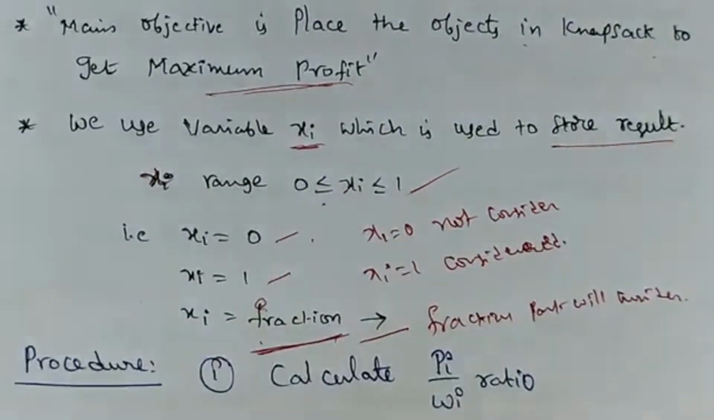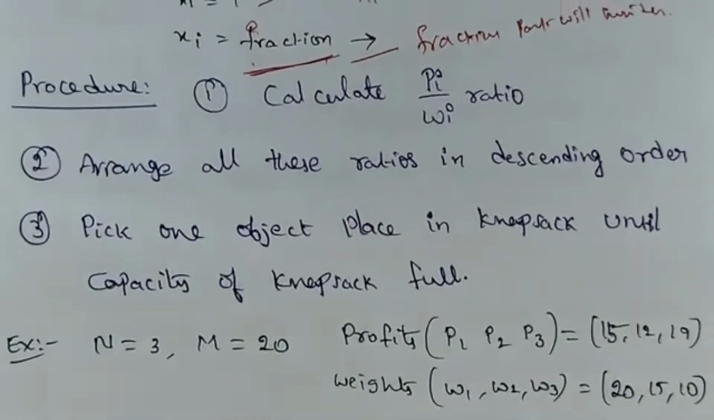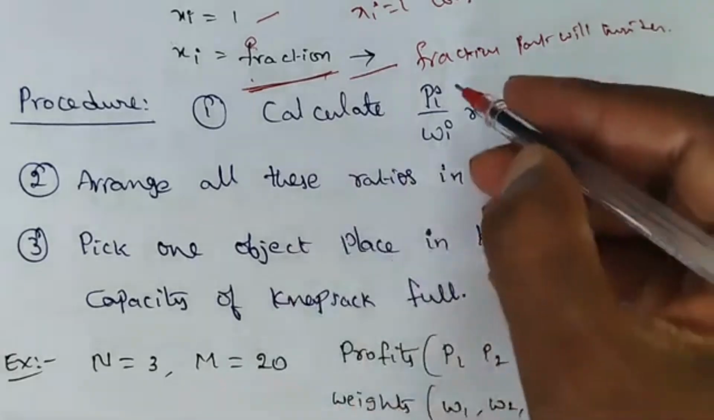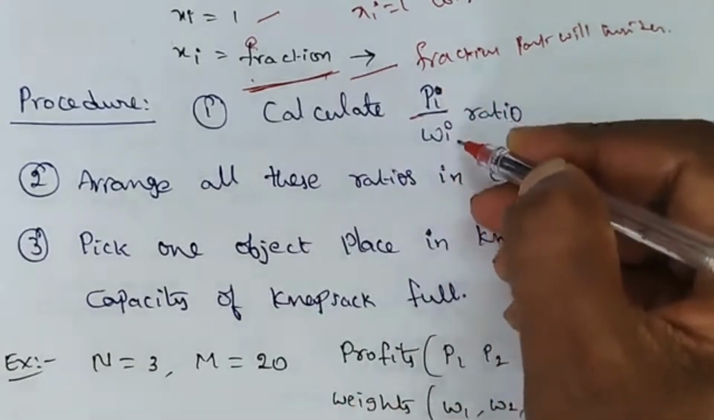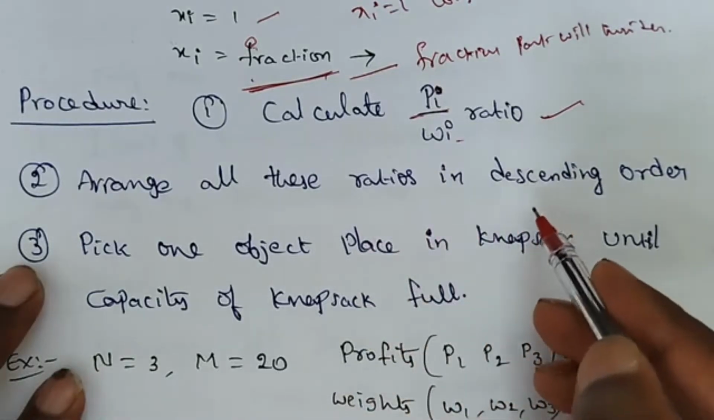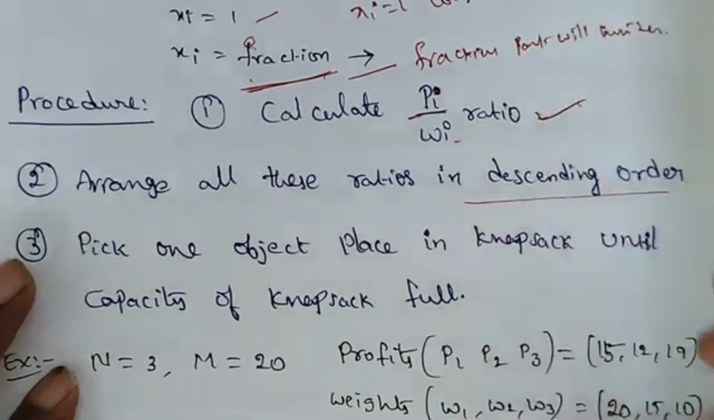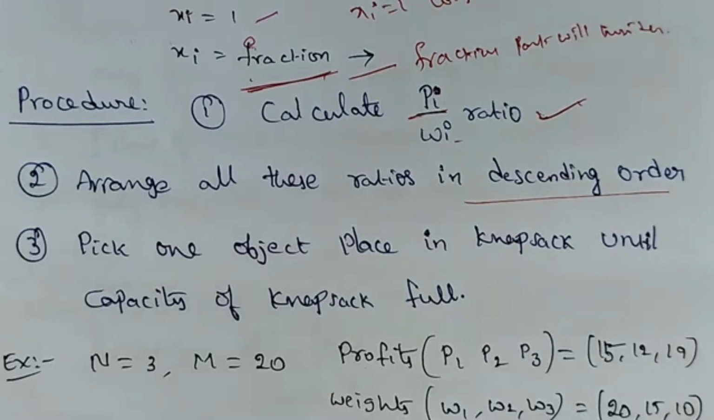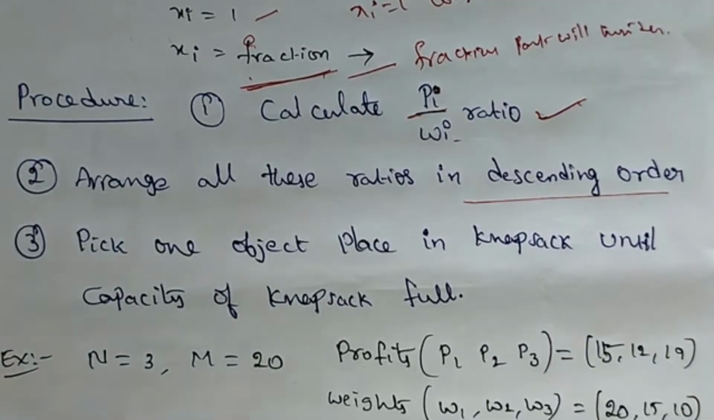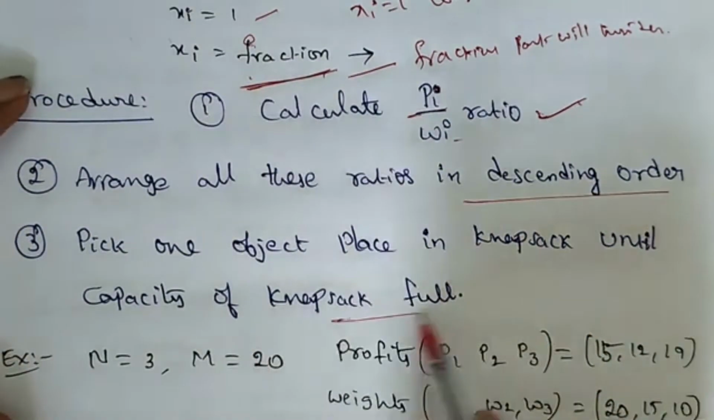Next, what is the procedure for the knapsack problem? The first step is to calculate the pi by wi ratio. What is the second step? Arrange all these ratios in descending order. According to these ratios, we have to arrange all these values in descending order. And the third step is to pick one object and place it in the knapsack until the capacity of the knapsack is full.